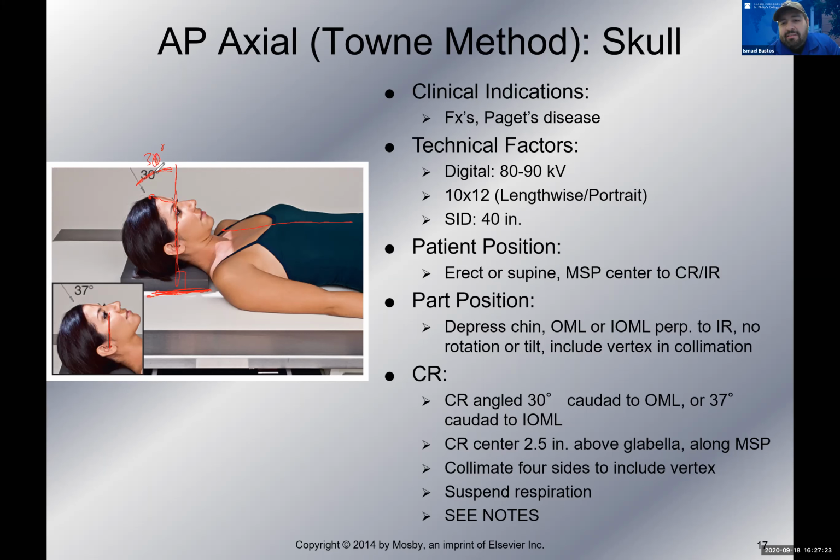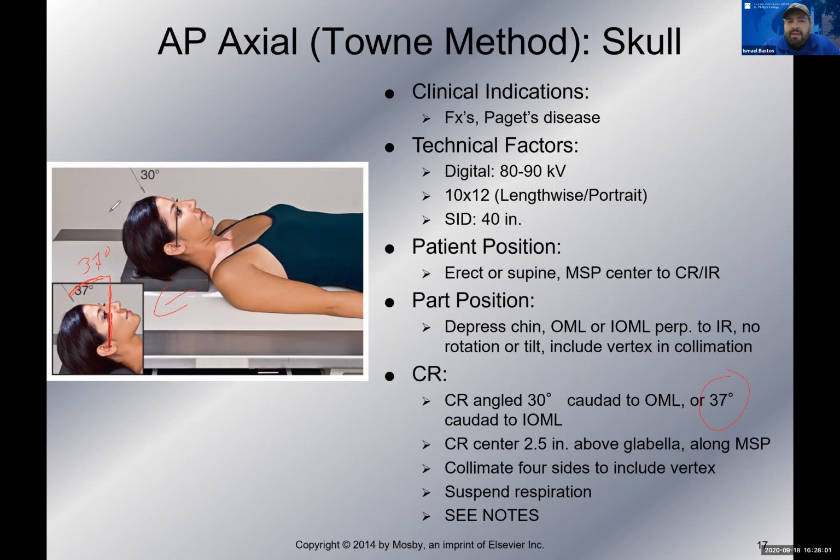Now, that's if the OML is perpendicular. What if you can't get the OML perpendicular? Well, then we're going to use the IOML. Remember there's a 7 to 8 degree difference between the IOML and the OML. So if there's a 7 to 8 degree difference, how much do you think we have to increase the CR by? By 7 to 8 degrees, which means we are going to increase it to 37. So if you look at the bottom picture here, we have the IOML perpendicular. So if I extend this out, now the angle between the CR and the IOML should be 37 degrees.